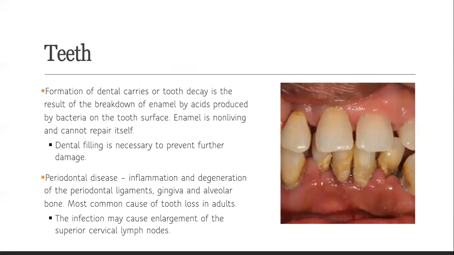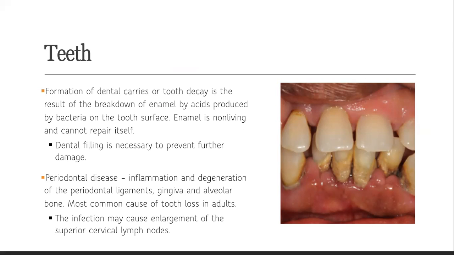The formation of dental caries or tooth decay is the result of breakdown of the enamel by acid produced by bacteria on the tooth surface. Enamel is non-living and cannot repair itself. Kaya nagkakaroon ng yellowish decay that can be found in the teeth. So it's very important na mag-visit ng dentist every now and then. Dental filling is necessary to prevent further damage.